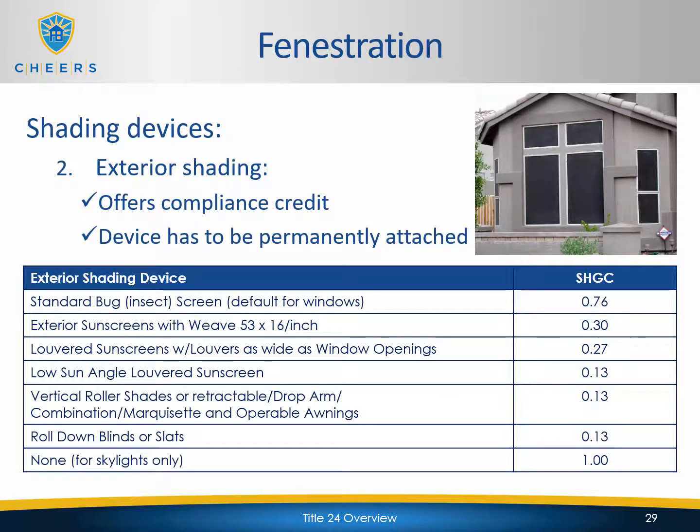Now exterior shading, these are exterior shading devices. It offers compliance credit, but the devices have to be permanently attached to the structure. And this is just an example of what some of those shading devices might be and the solar heat gain coefficient value that might add to the window. And again, keep in mind, shading devices only increase the solar heat gain coefficient because they're minimizing solar heat radiation from coming into the house. They're not going to increase the U-factor. It doesn't provide any additional insulating property to the window.